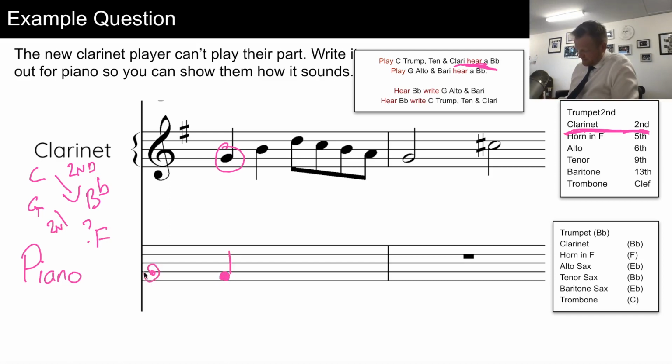Put a clef in. Make a choice. Do you want to transpose the key signature or not? I'm going to, because it's a shortcut, so why wouldn't I take the shortcut?